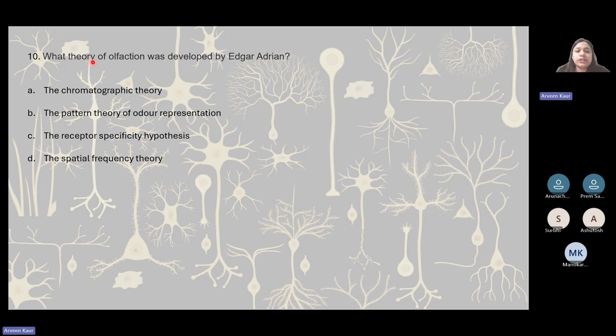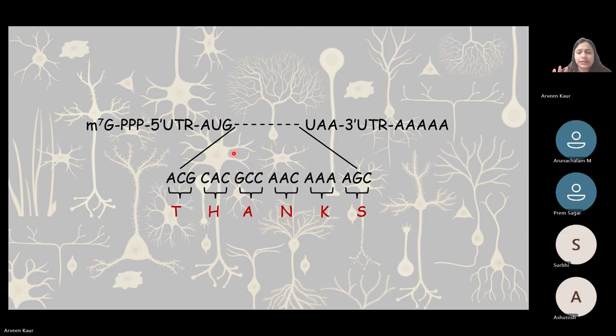Then question number 10 is, what theory of olfaction was developed by Edgar Adrian? Was it the chromatographic theory, or the pattern theory of odor representation, or the receptor specificity hypothesis, or the spatial frequency theory? All these were theories with regard to either auditory or olfactory signals, but which one was developed by Edgar Adrian? It was the pattern theory of odor representation. So, that is it for the first part of the lecture, at least.